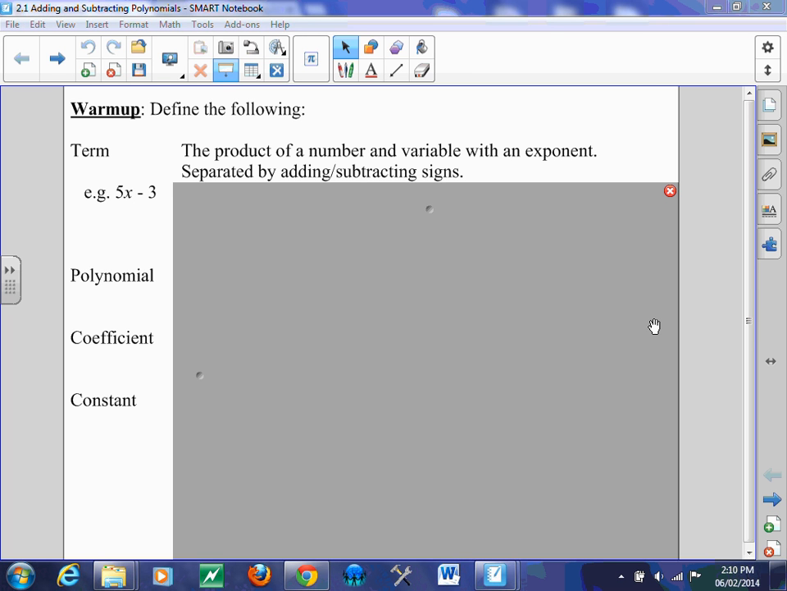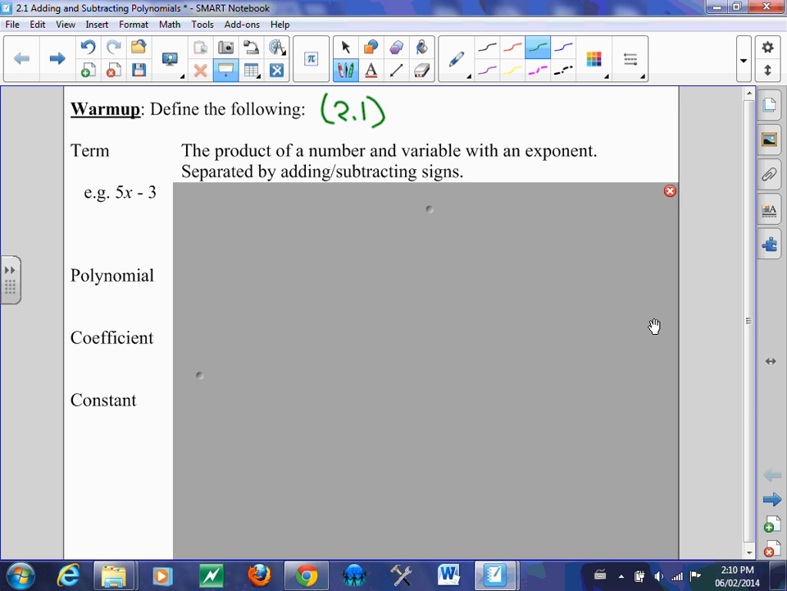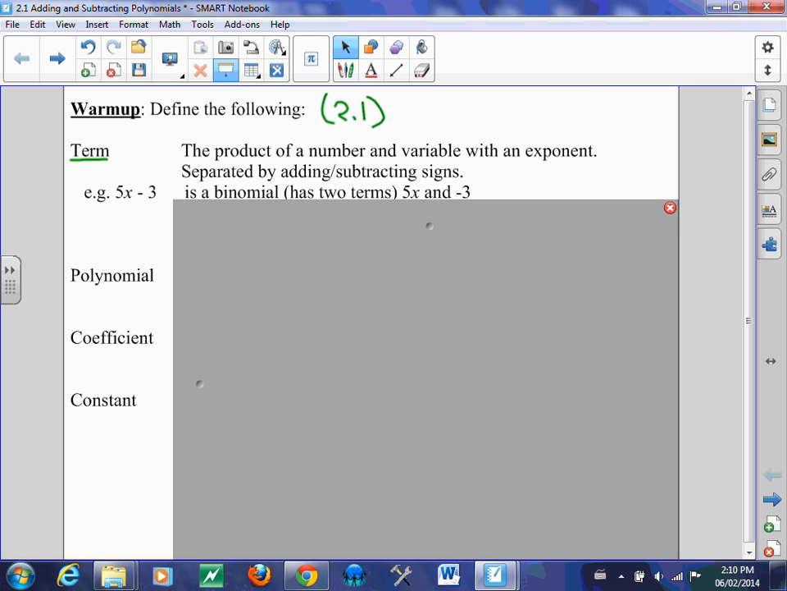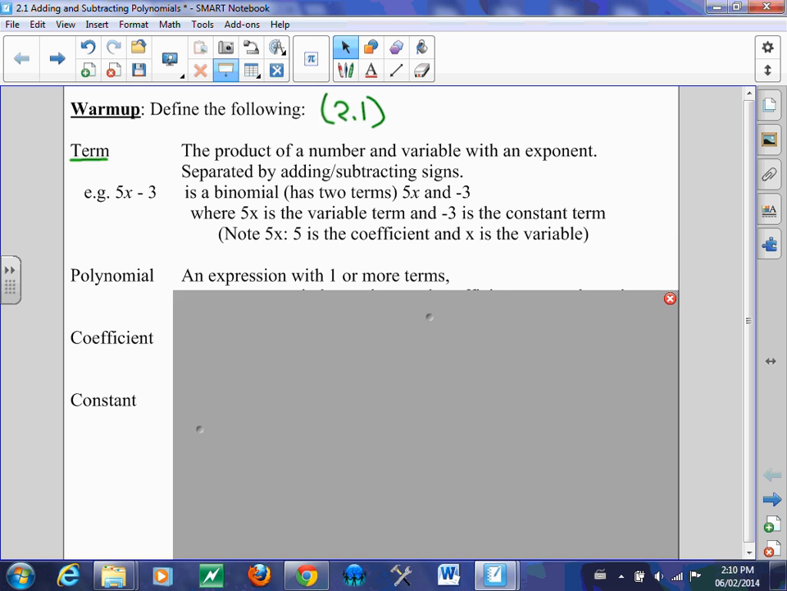So for our warm-ups for 2.1, what we need to do, ladies and gentlemen, is just go over some terminology to make sure that we are up to speed on terminology. So the first description we're going to take a look at is, what is a term? Okay, a term is a product of a number and variable with an exponent. Okay, so that's the term. And terms are separated by adding and subtracting signs.